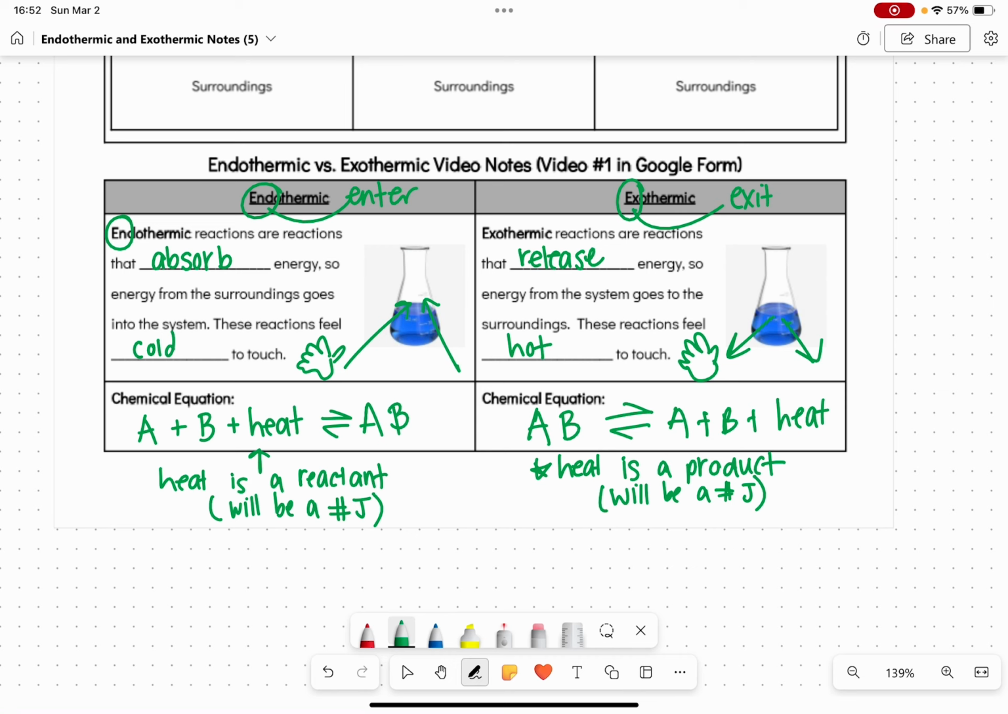So you are going to complete the check for understanding questions in the Google form and on your paper, and then you are going to do a little hands-on activity to help you really understand the difference between endothermic and exothermic.